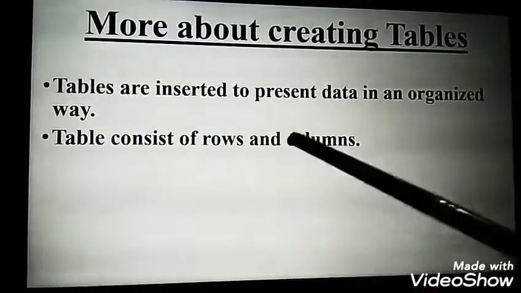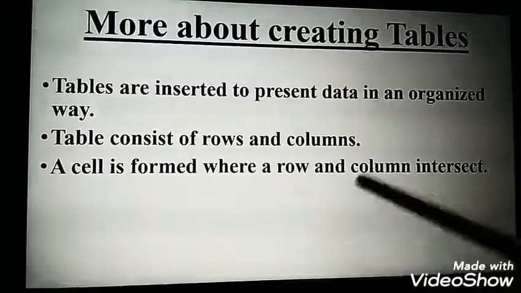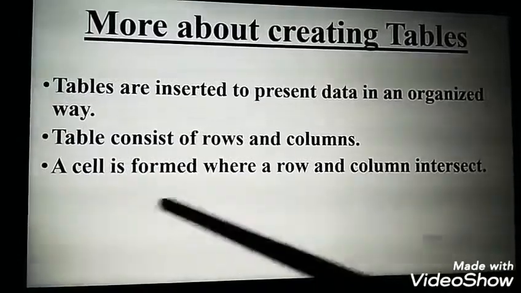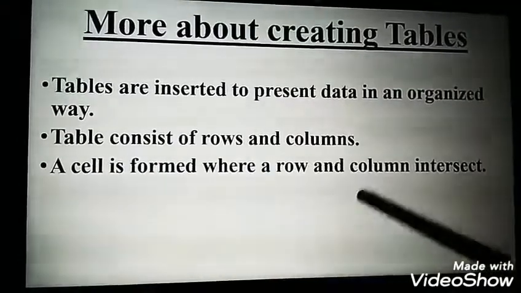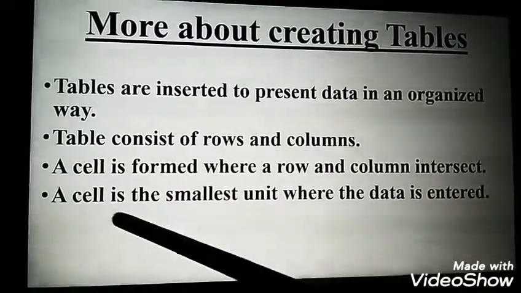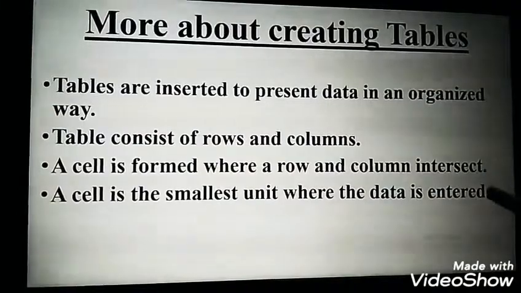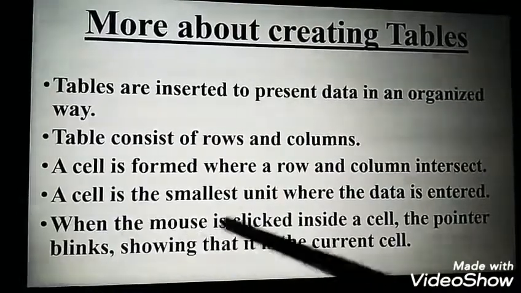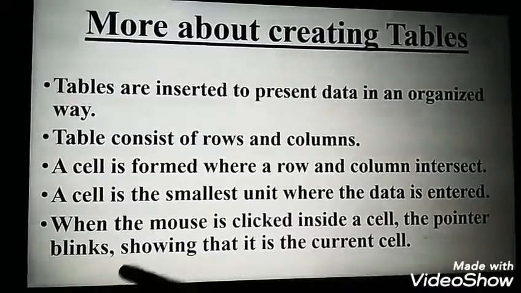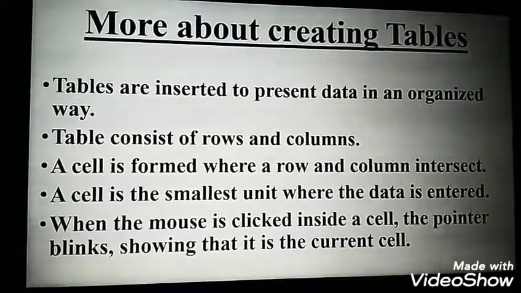A table consists of rows and columns. A cell is formed where a row and column intersect. I will show you afterwards, okay? A cell is the smallest unit where the data is entered. When the mouse is clicked inside a cell, the pointer blinks, showing that it is the current cell.